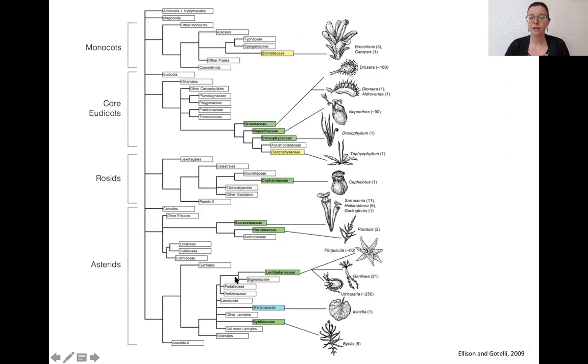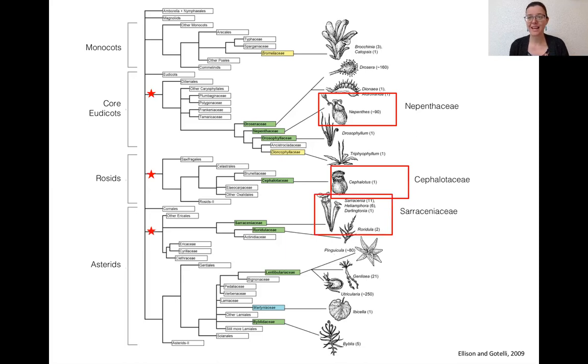And carnivory generally evolves when plants need essential nutrients like nitrogen and phosphorus, and they're growing in habitats where that is not very abundant. So in order to be competitive in their habitat, they find another way of getting those nutrients, getting them from trapping and digesting prey, mainly insects. And what I'm going to highlight on here are three independent evolutionary events of true pitcher plants.